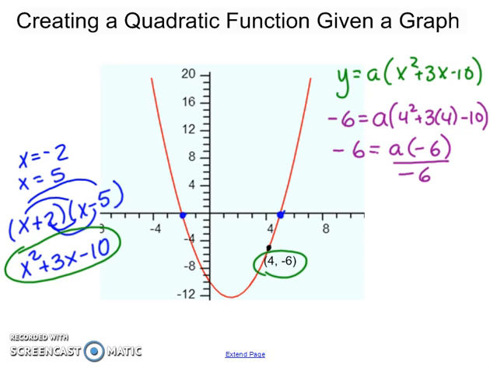And then I solve for a. When I solve for a, I get that a equals 1. Since a equals 1, my leading coefficient here is just a 1. So I don't have to multiply everything by any number since it's going to stay the same. So my final answer is x squared plus 3x minus 10.